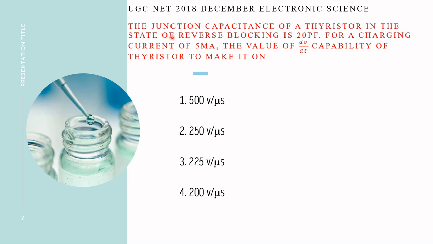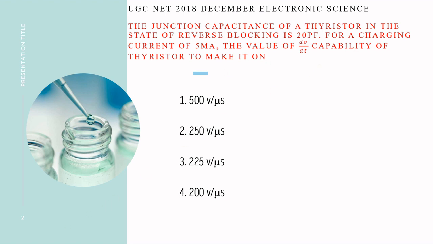So the reverse blocking capacitor value, that means the capacitor value 20 picofarad, is given already in the question. And for a charging current of 5 milliampere, that means IC, the capacitor current, is also given in the question paper. We have to calculate the dV/dt value.